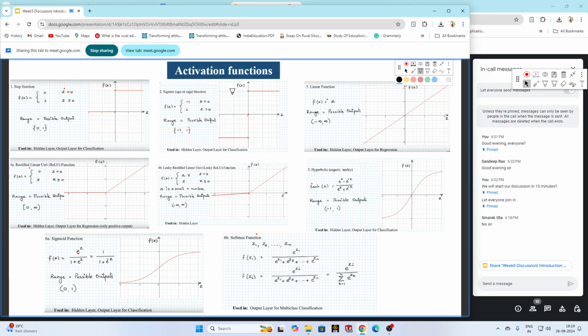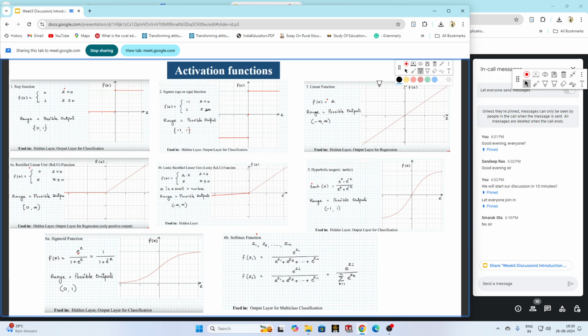Now the second type of activation function is the signum, also known as the sign function. It is very similar to your step function, only the case is if your input is less than 0, then it will return -1. If your input is greater than or equal to 0, then it will return +1. There will be equal to also. So its range is -1 and +1.